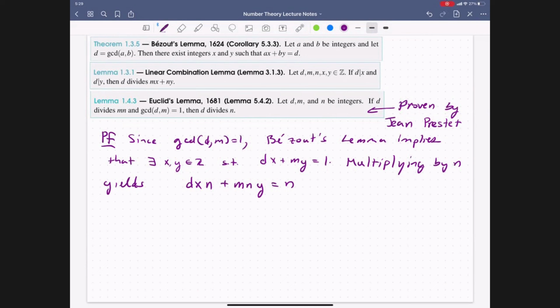And now we have to use the following property: d is here, so d divides d times xn automatically. But the assumption is that d divides m times n. So d divides this. So now the linear combination lemma once again comes to the rescue, because it tells us that since d divides this and this, it must divide n. So by the linear combination lemma, d divides n, which is what we wanted to prove, and so we are done. We have the proof.